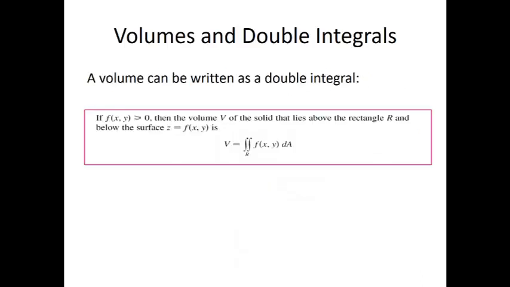Therefore, a volume can be written as a double integral. If f of x, y is greater than or equal to 0, then the volume of the solid that lies above the rectangle R and below the surface z equals f of x, y is found by computing the double integral over R of f of x, y.